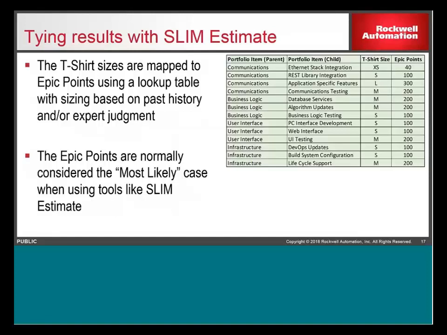All right, so again, in that spreadsheet, I have a mapping that I've used in the past for the T-shirt sizing. So extra small here is, for example, 40 points, small is 100. All these numbers are actually based off of the modified Fibonacci series. In general, I go with these estimates as being the most likely case when you're working with tools like Slim Estimate.